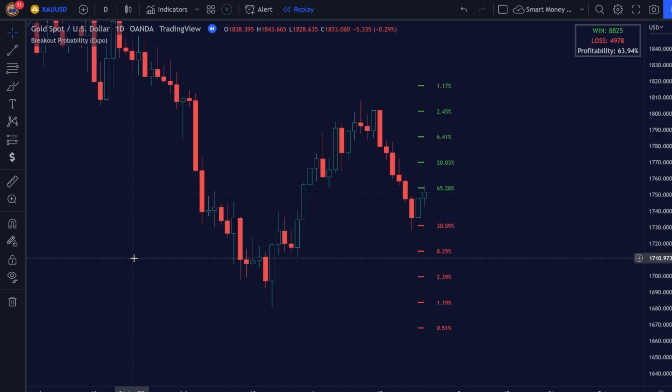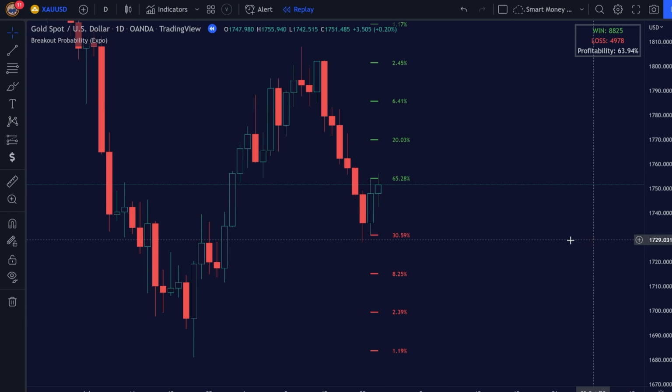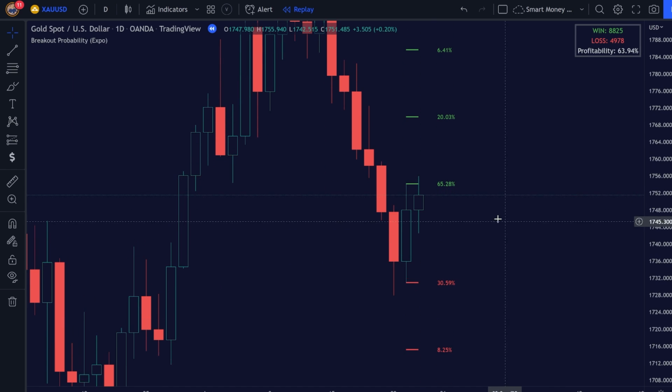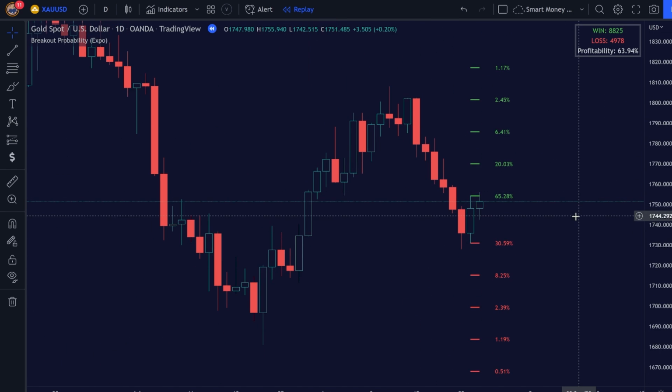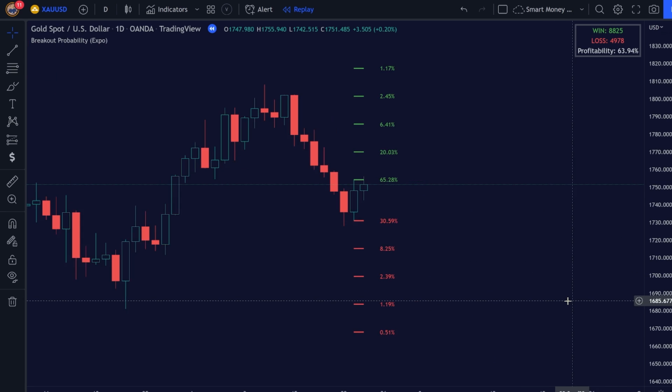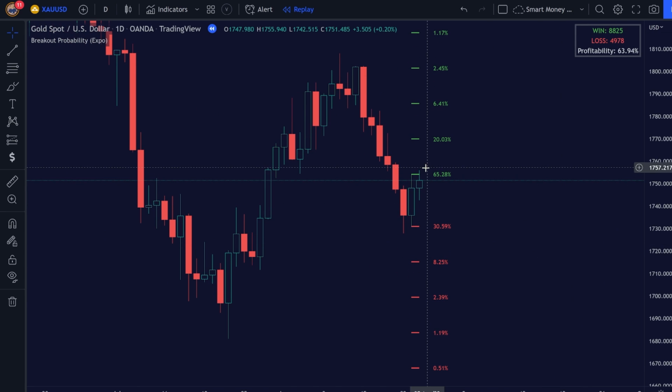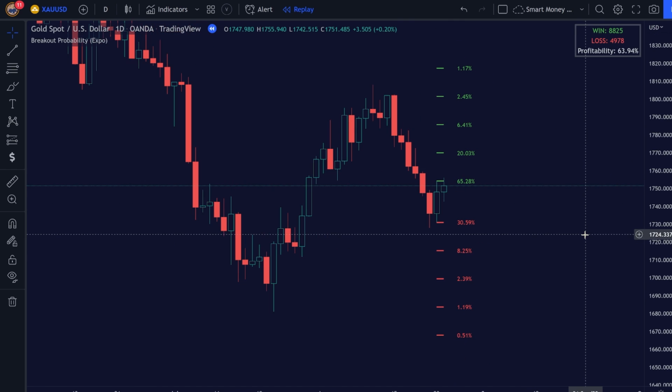Let's have a look at this example, and we can see that we have a 65.28% likelihood that a new high is set. And actually, if we zoom in, we can see that a new high was set. So basically, we get great information on whether those lines are being hit or not.